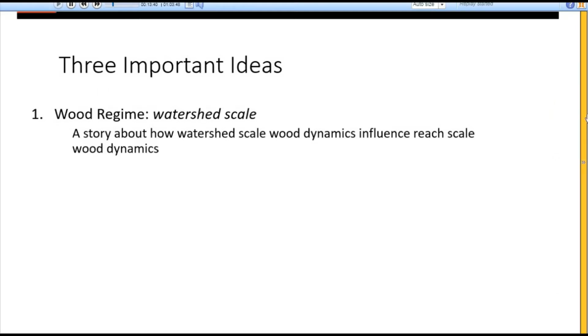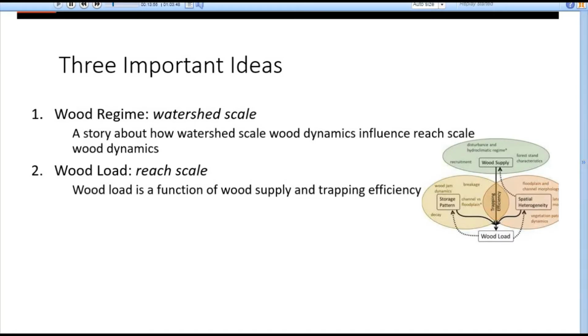So I'm going to focus this talk on answering this question by talking about three important scales of wood dynamics. Starting at the watershed scale, I'm going to talk about a concept known as the wood regime, which might sound similar to the flow regime or the sediment regime of a river. I'm going to tell a story about some restoration on a small creek out in the Olympic Peninsula to illustrate how watershed scale wood dynamics relate to reach scale wood dynamics, reach scale being the scale that we tend to do a lot of the engineering and management that we tend to use wood for. So I'm going to use that to transition to a presentation on some work that I've done thinking about the amount of wood or the wood load that is sustainable in a reach of a river.